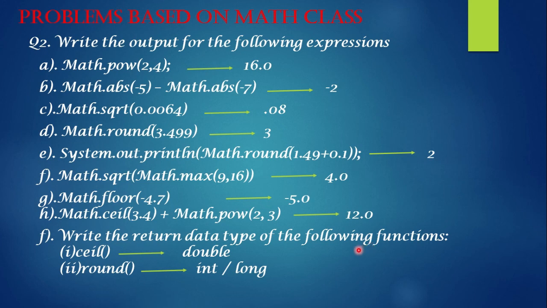Now the next one is write the return data type of the following. So this is the third type of question. Data type means return type of the functions. Ceil, so many times I told you now about the return type. Ceil function returns a double value. Round, it will return either an integer or long. So these are the return types. So this question can come for other functions also. For example, math dot sqrt. If you are given sqrt, then what will you write? Double as the return type.